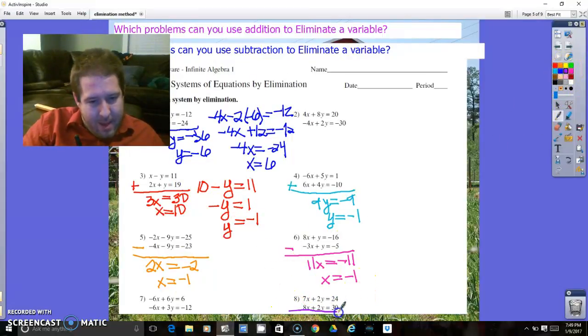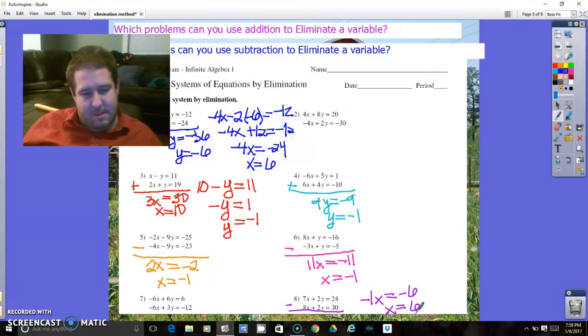When I look at number 8, I see two variables that are exactly the same, so that tells me I'm going to subtract. 7x minus 8x makes negative 1x. These eliminate, and 24 minus 30 makes negative 6. Divide both sides by negative 1. And nope, we didn't get negative 1 this time. It looks like we got positive 6.